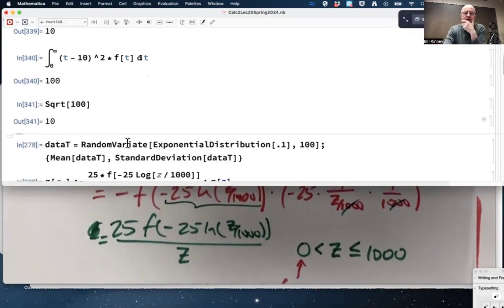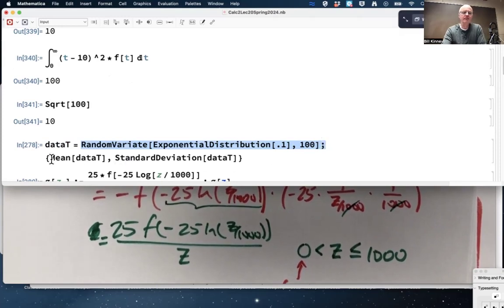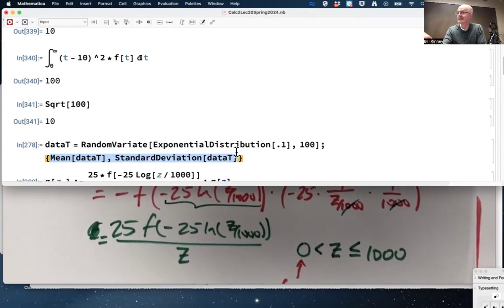We can use random variate to generate data. So this particular code is going to generate 100 simulated data values for lengths of time. And I'm going to compute the mean of the data set and the standard deviation of the data set as statistical quantities. So when Mathematica computes these things, it's not computing integrals. For the mean, it's adding up the numbers and dividing by 100. For the standard deviation, it's doing something else involving a summation as well that I'm not going to go into. But these numbers should both be close to 10.